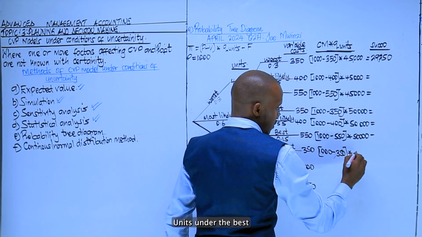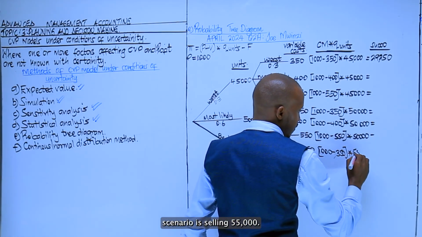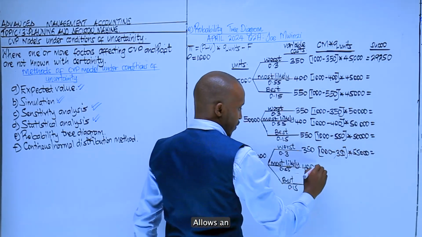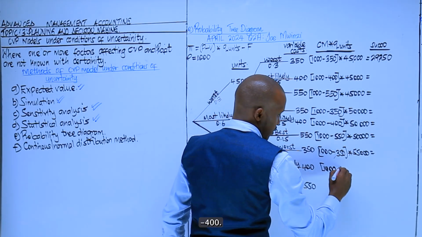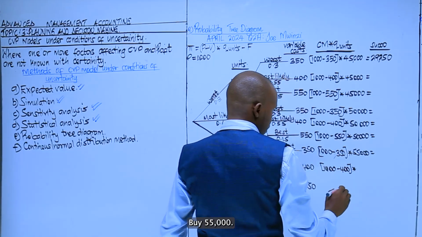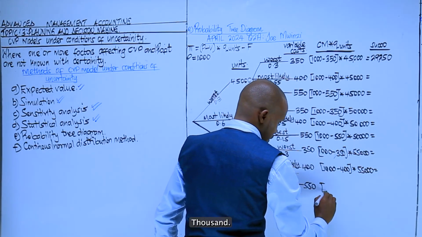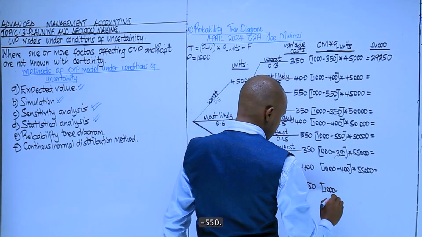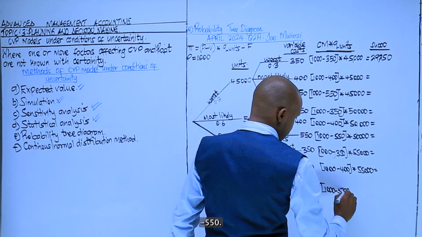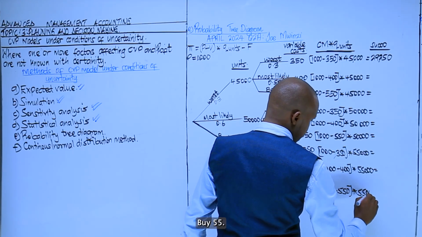Your units under the best scenario is selling 55,000. 1,000 minus 400 by 55,000. 1,000 minus 550 by 55,000.